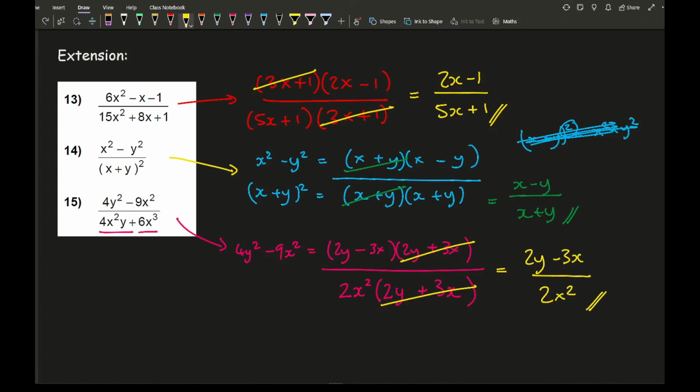Now, in terms of these last 3 example questions, they are extension, and you will be classing this as, let's say, level 9 or high GCSE, and also going into A level and AS level algebraic fractions and simplifying.